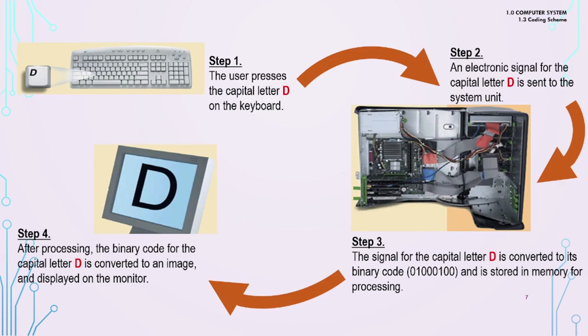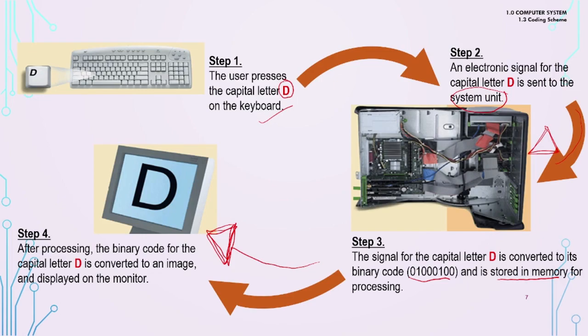So step one, the user presses the capital letter D on the keyboard. Example lah. So apabila user dia press capital D ni, itu human yang faham. Tetapi komputer tak faham apa sebenarnya yang nak diproses. Jadi apa yang dibuat adalah apabila D ini kita tekan pada keyboard, dia hantar electrical signal capital D itu ke dalam system unit. So system unit ni buat apa? Dia akan convert D tadi ke dalam bentuk binary code. And then dia simpan, store in memory for processing. Then bila dia dah proses semua tu, barulah dia display balik apa yang user faham tadi, pada screen monitor sebagai image D. Okay? So itu proses yang berlaku.